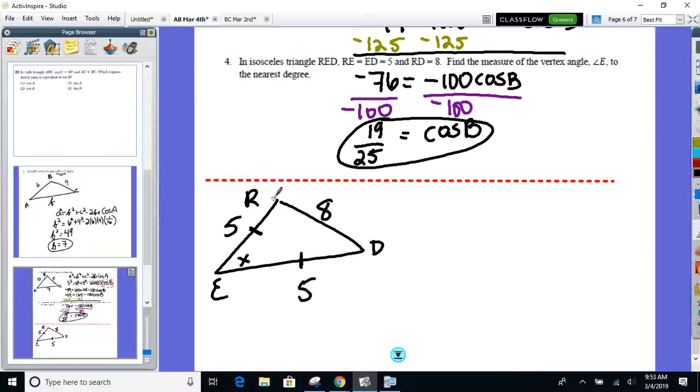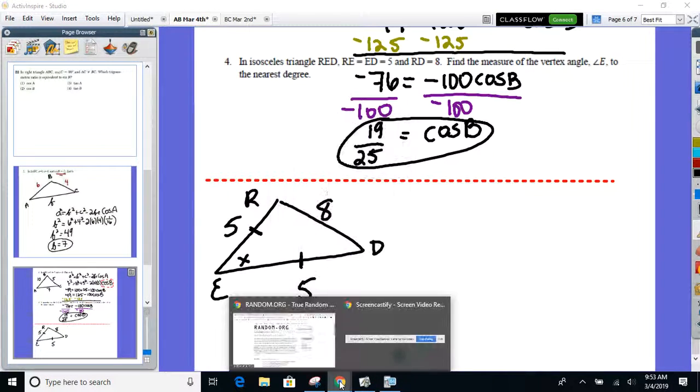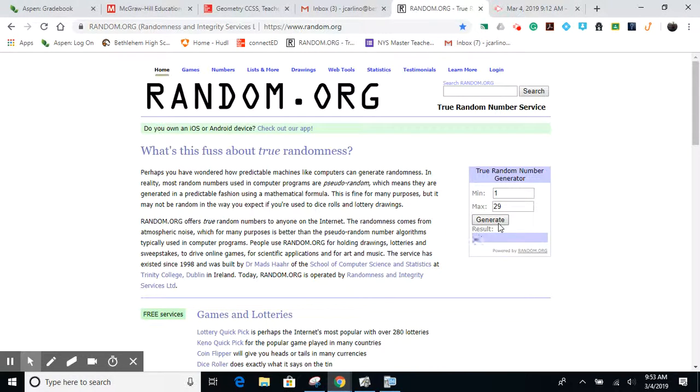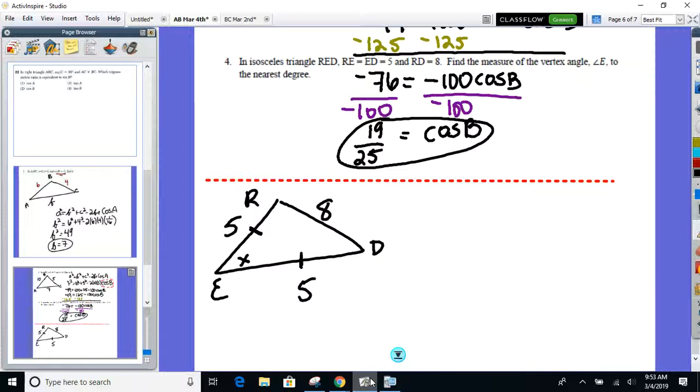Find angle E. We're going to do the same thing we did in the last problem. We're going to solve for cosine of E, and then we're going to take it one more step. All right, how do I start off law of cosines? Which one of these sides do I start it out with? 8. Yep. Side across from the angle.